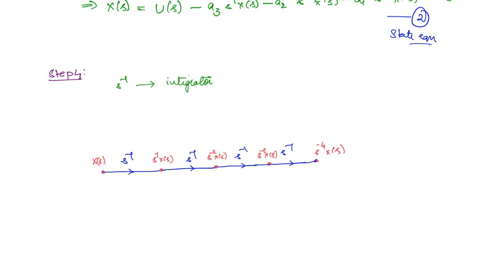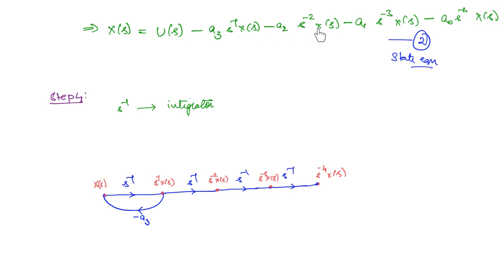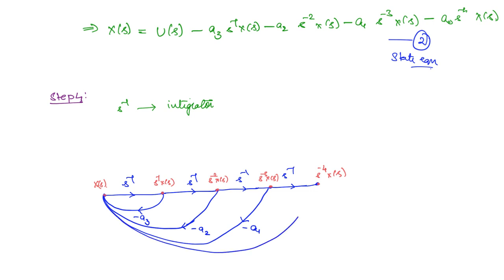Now from the state equation you can see that x of s is equal to u of s minus a3 s to the power minus 1 x of s. So from s to the power minus 1 x of s you have a gain of minus a3. So from here to here you can join minus a3. Then what about s to the power minus 2 x of s? Here you have a gain minus a2, right? You can see it in this state equation, so you will draw a gain here minus a2. Now from s to the power minus 3 x of s, what was the gain? It is minus a1. Finally from s to the power minus 4 x of s, it is minus a0.